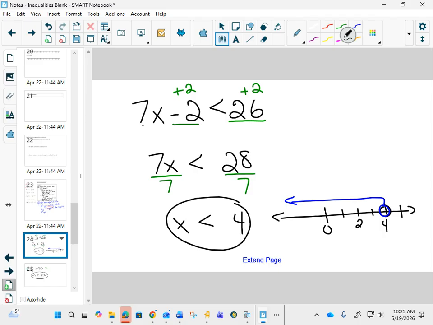How do you know how to do this? It's the same as equations.